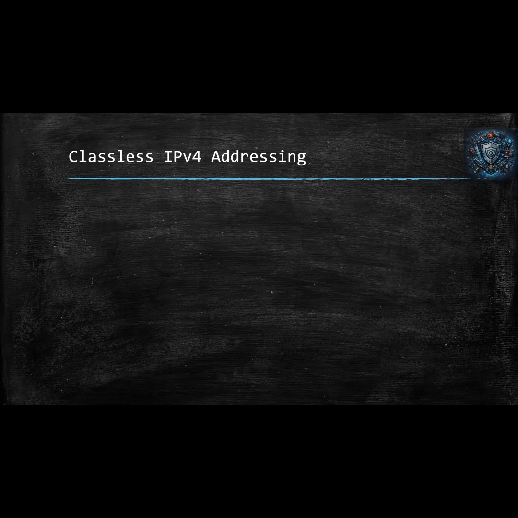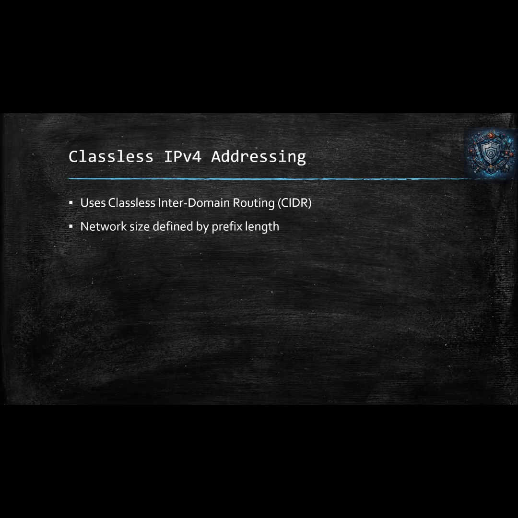So the modern day of IPv4 addressing is called classless addressing. And it uses a concept called classless interdomain routing, or CIDR, which means we can vary our network size by our prefix length. And we'll get to that in just a second. It gives us flexibility with our subnet masks, which means that they're not determined by a specific class.